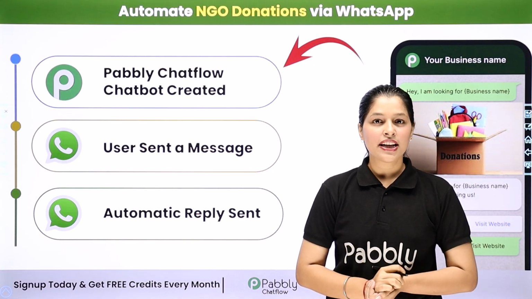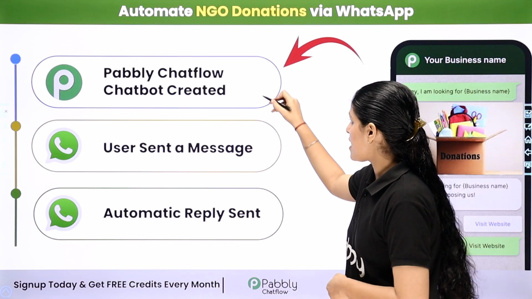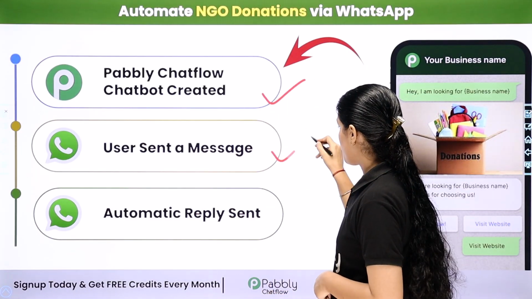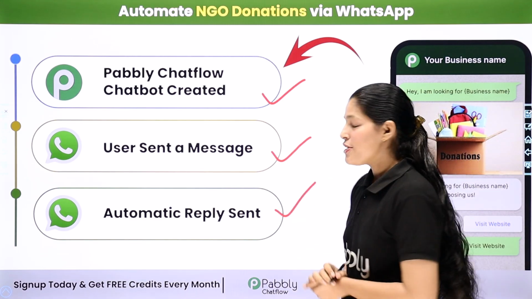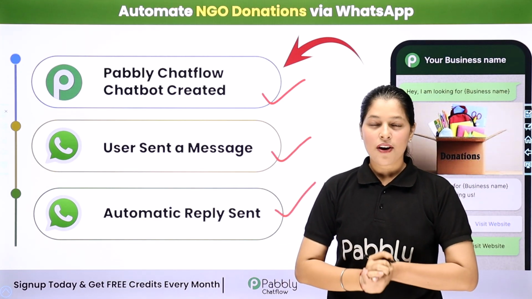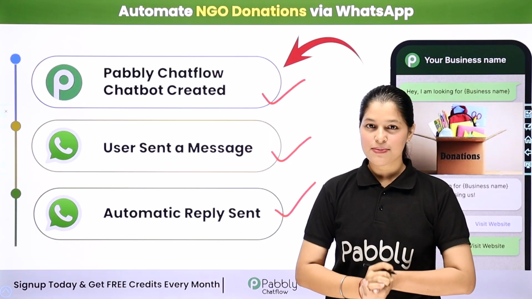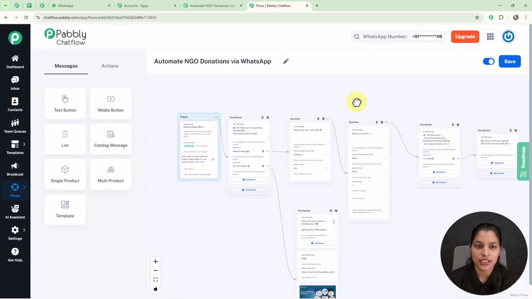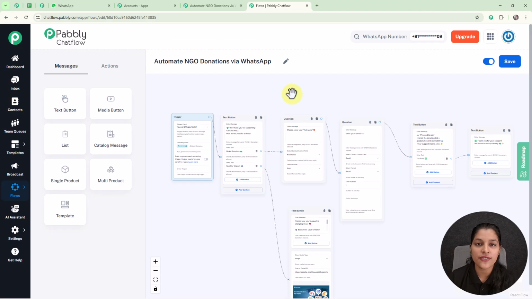Firstly, in this video we are going to create a WhatsApp chatbot using Pabbly Chatflow. If a user sends a message, an automatic reply will be sent to them. If you also want to build this automation or this chatbot, then let me take you to my screen. Welcome to my screen. In this video we are going to learn how to automate NGO donations via WhatsApp.